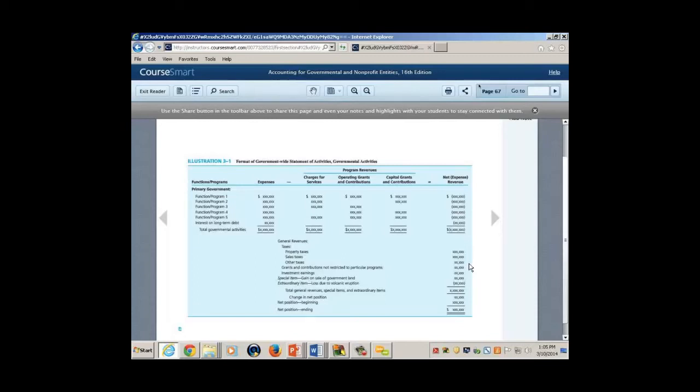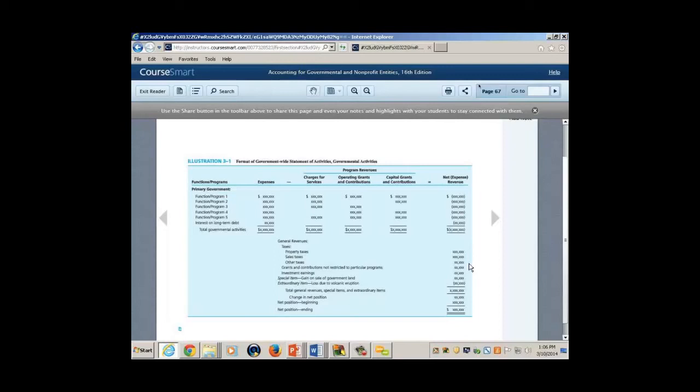Okay, now let's take a look at the bottom part. Notice the net expense revenue is what? A negative number, right? It will always be a negative number. Now what do we have at the bottom? General revenues. What types of things do you see? Taxes. They are general revenue. They don't belong to any one function. They're for all the functions. So general revenues are what? They are revenues which cover all the functions.